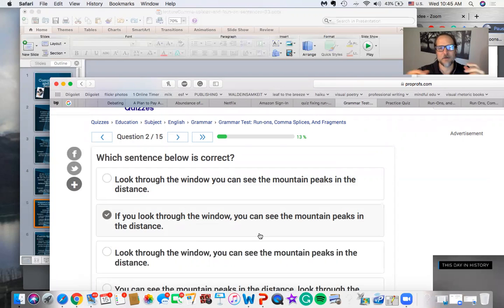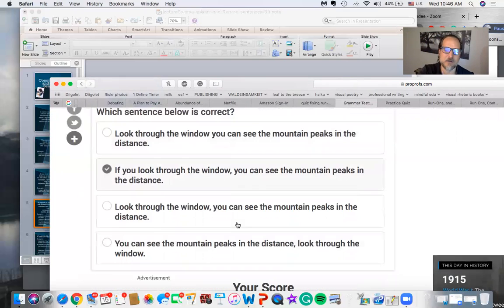So which sentence below is correct? Look through the window, you can see the mountain peaks in the distance. Yeah. If you look through the window, now this is more cool, if, right? Because it's one thing's variable on the other. If you look through the window, if you do it, what? You can see the mountain peaks. Look through the window, you can see the mountain peaks, is jamming those 2 clauses together, folks. They're still running on. This ain't working up here. This one says if and then, right? The then is implied. You can see. So that's why it works.